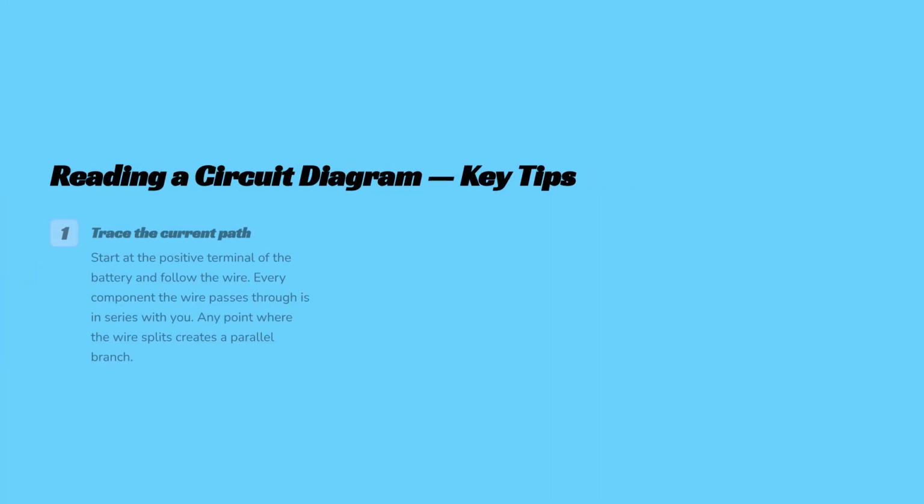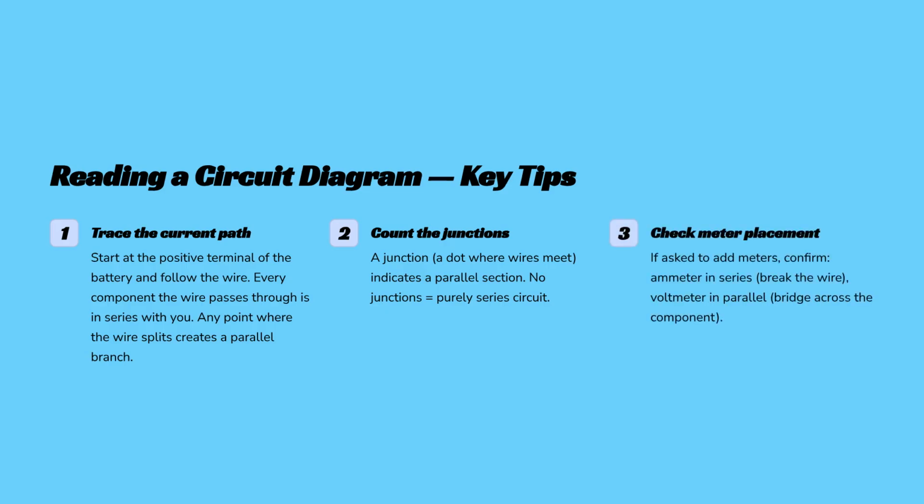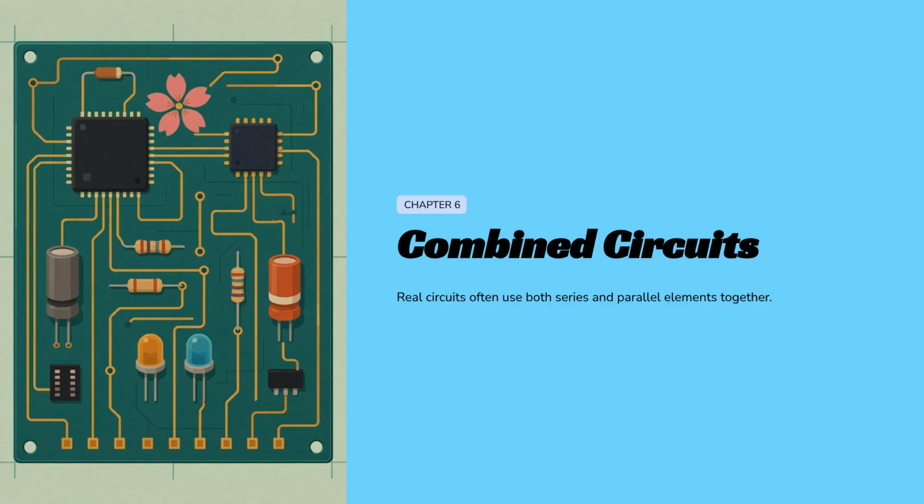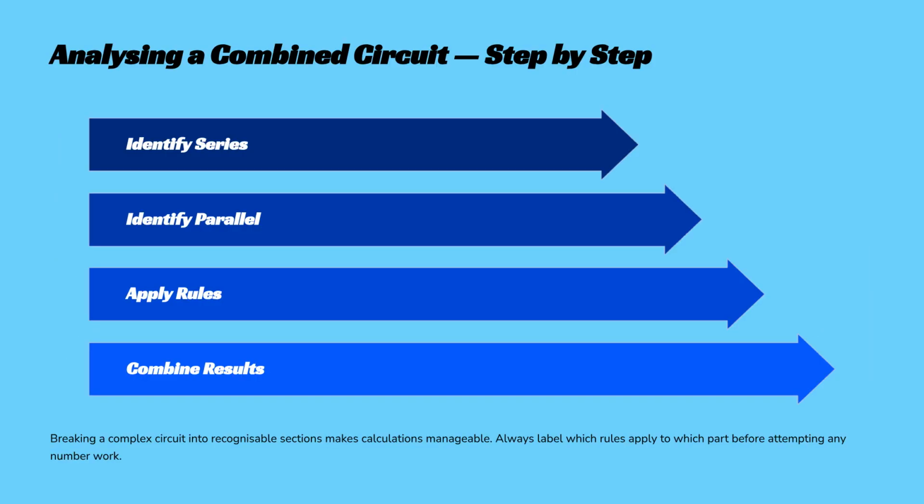To read a diagram, trace the path from the positive terminal to identify series components. Count the junctions to find parallel branches, and always double-check your meter placements. Chapter 6 looks at combined circuits. Many practical setups are not purely series or parallel, but use a hybrid of both to achieve specific control or functionality. Combined circuits let you control a bank of parallel branches with a single switch or fuse in series. To analyze these, break the circuit into smaller, manageable sections. Follow this step-by-step approach. Identify the series parts, locate the parallel sections, apply the appropriate rules for each, and then combine your findings to solve the circuit.